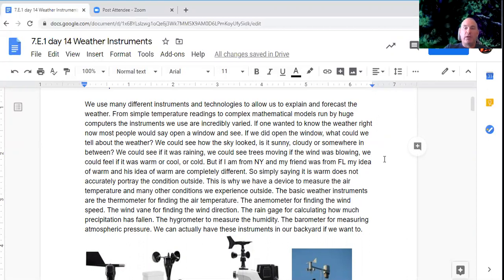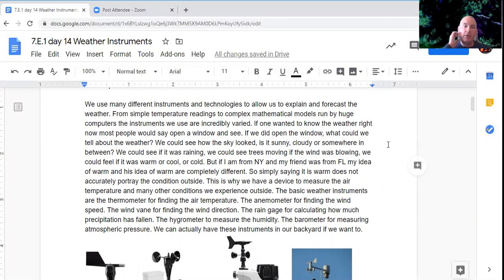But if I'm from New York and my friend's from Florida, my idea of warm and his idea of warm are completely different. So I can't just say, well, it feels warm, and my friend would go, oh man, it's freezing, because our ideas of what those words mean are different. So you have to get information to a point that when you tell it to somebody, they know exactly what you're talking about.